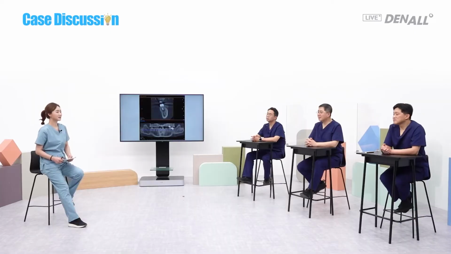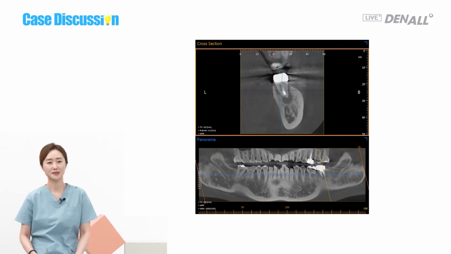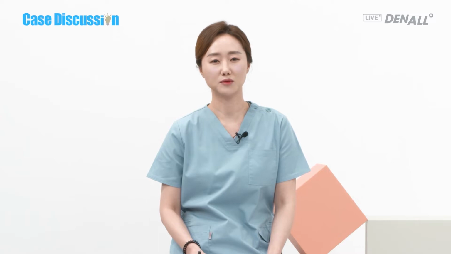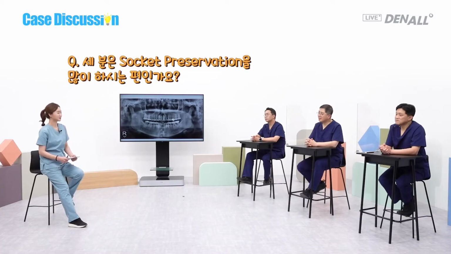On the CT and panorama, there's a periapical lesion at the root of 36, right above the canal. Usually, socket preservation is to preserve the soft tissue and the alveolar ridge after extraction. Do you do socket preservation quite a lot?